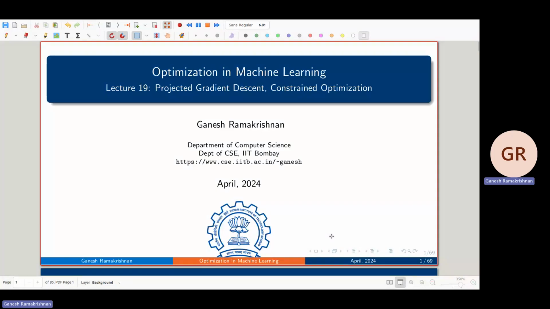We actually moved on to projected gradient descent and constraint optimization. And this was basically a foray from our discussion on generalized gradient descent.